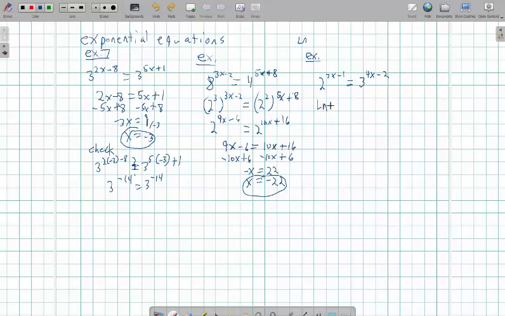So I'm going to take an ln of both sides. Log base E of both sides. ln of 2 to the 7x minus 1 equals ln of 3 to the 4x minus 2. And what does that get us? Well, now we can use the power rule for logarithms, which says I can take these powers and bring them down out front. So now I'm going to have 7x minus 1 times ln of 2 equals 4x minus 2 ln of 3.